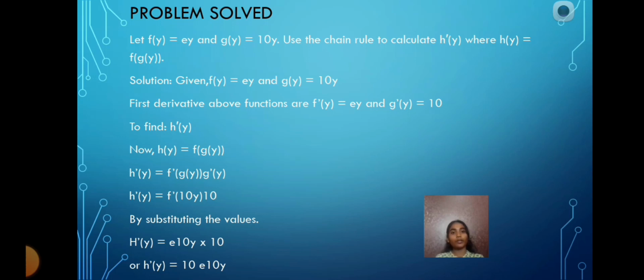So h of y equals f of g of y. Similarly, h dash y equals f dash of g of y into g dash y. H dash y equals f dash of tan y into sec squared y. Here we just replaced the values of h dash y and h of y. By substituting the values, h dash y equals e power tan y into sec squared y.